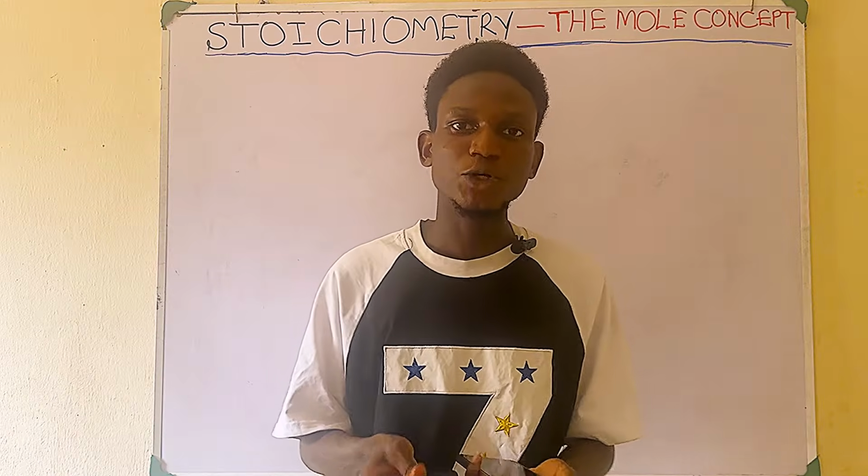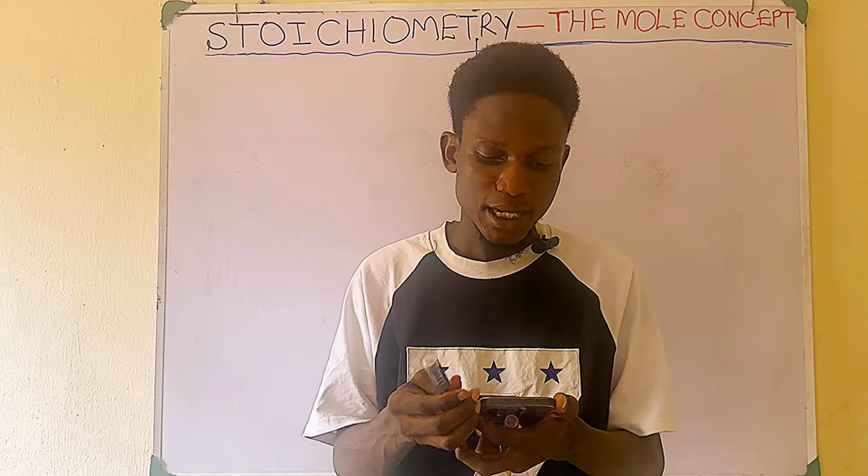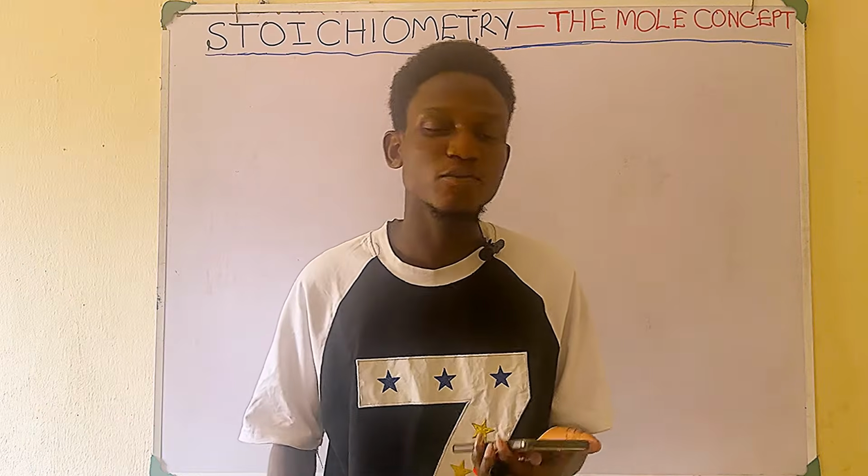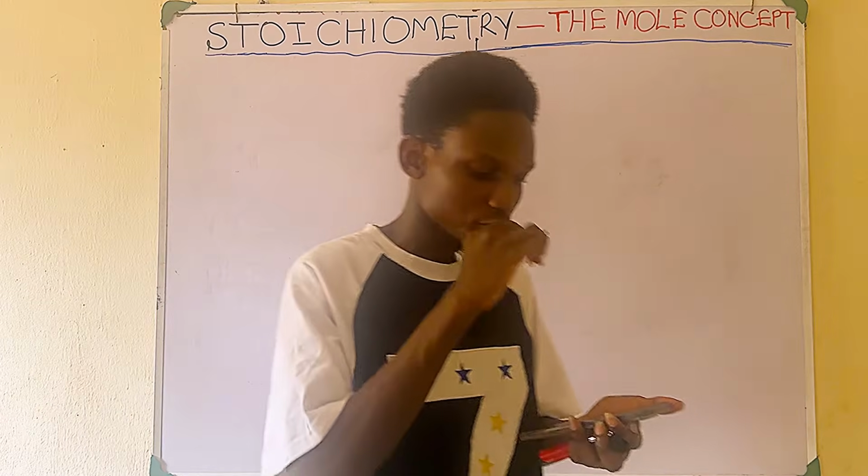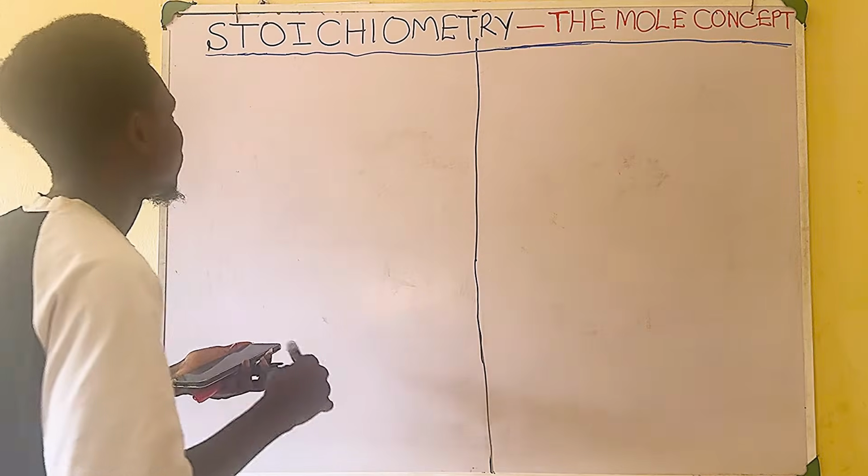So the first question I'm going to be looking at today is: calculate the mass of 5.5 moles of silver. It's going to be shown on your screen as I read from my hand.